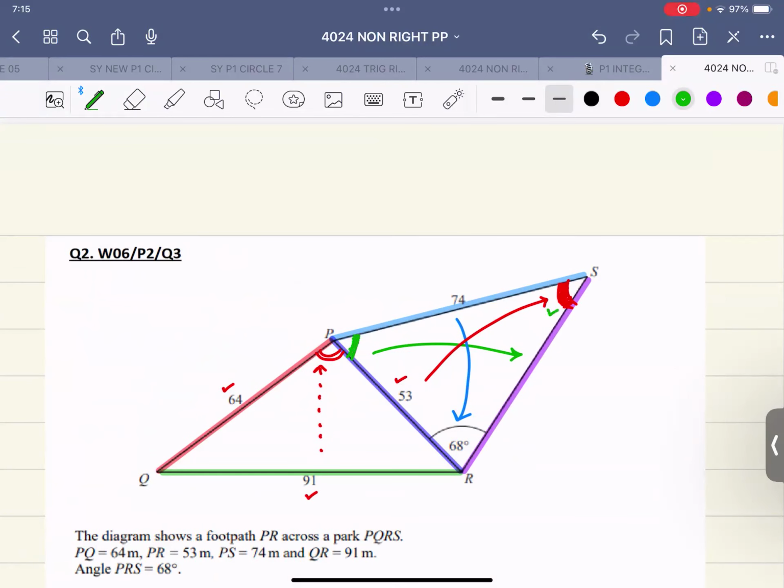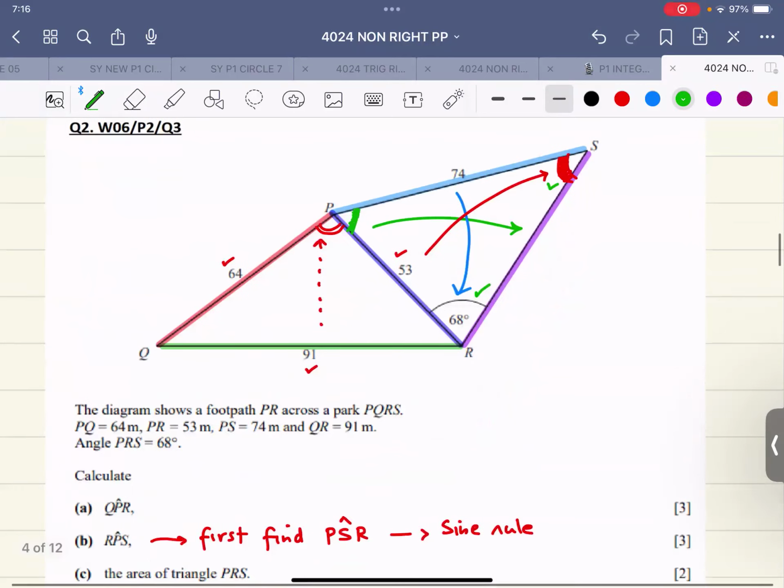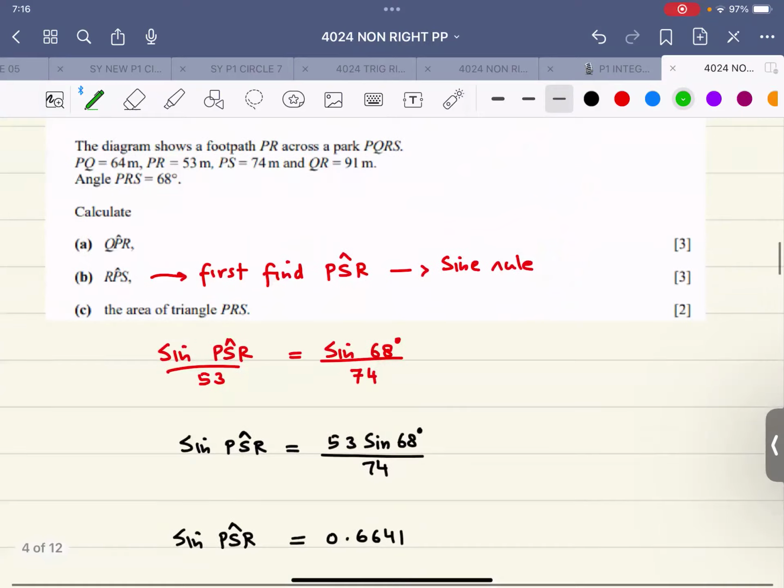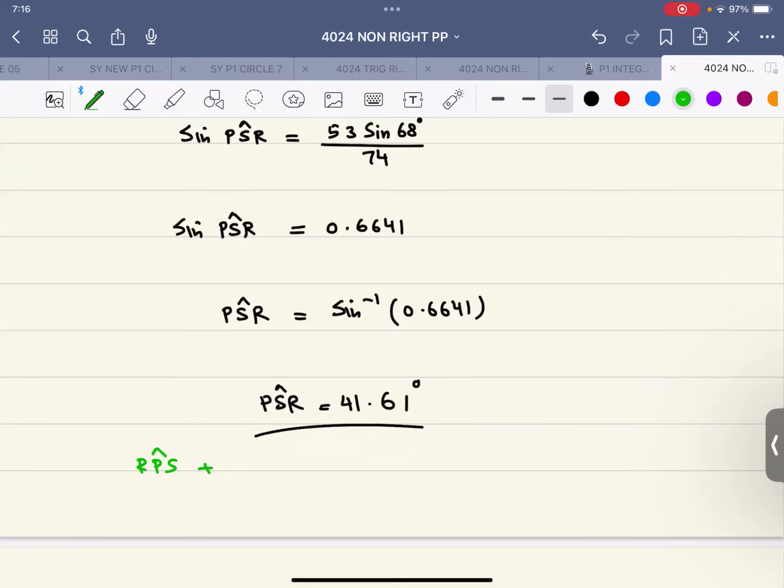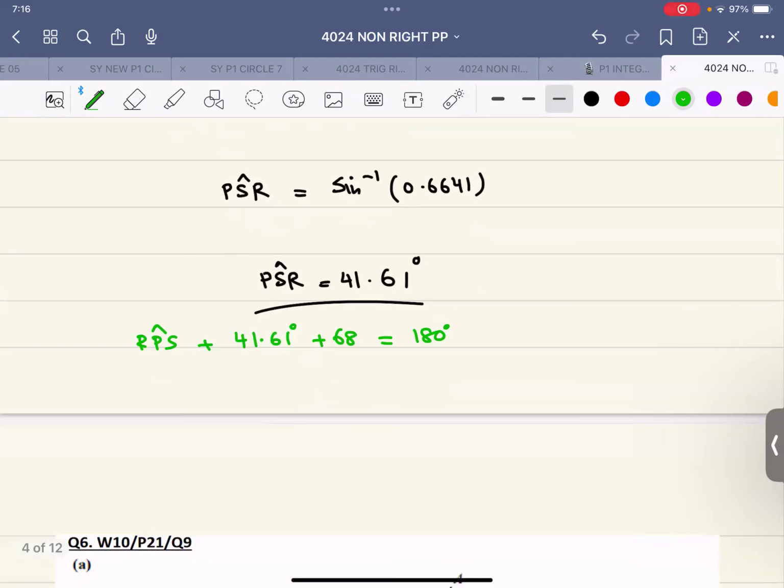So therefore, this plus this subtracted from 180. So SPR or RPS plus 41.61 plus 68 equals 180. Therefore, let me add 41.61 to 68, and then subtract it from 180. That comes out to be 70.39. So RPS is equal to 70.39. Therefore, this can be written as 70.4 degrees.